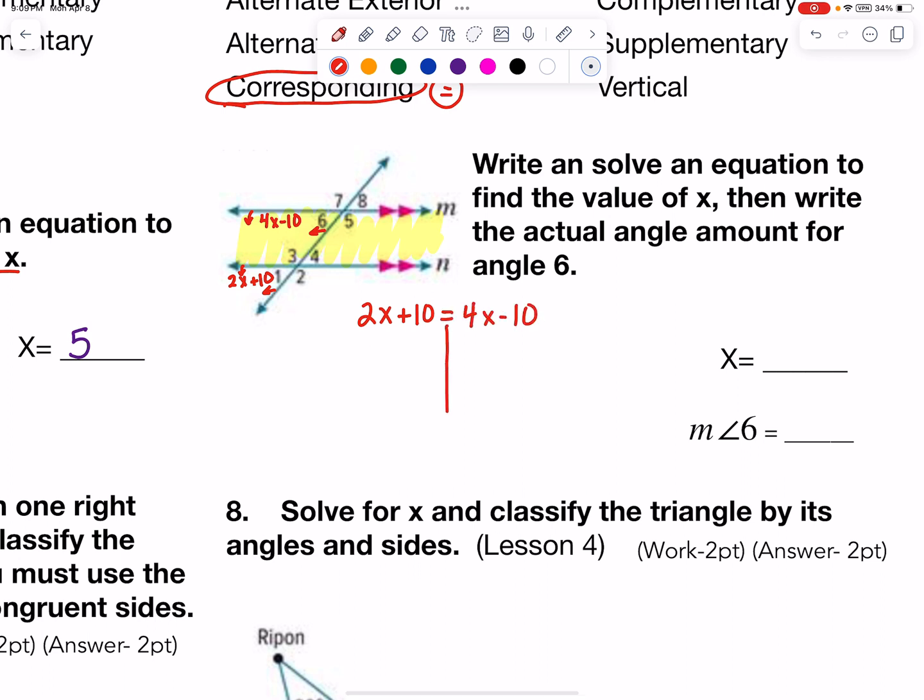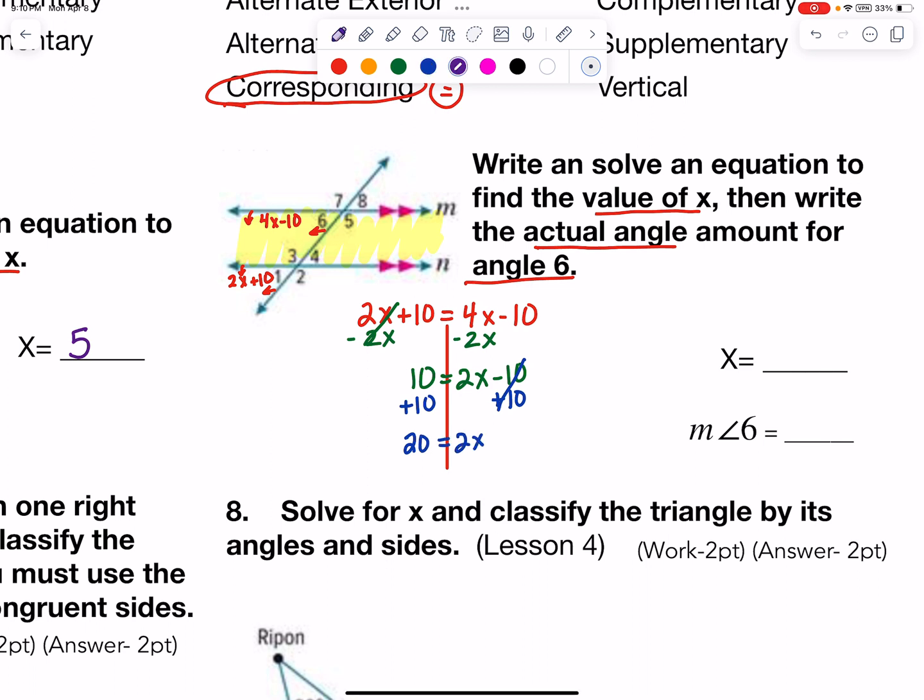Okay, so let's separate our workspace. Now notice this one, we need to find the value of x, but then we have to write the actual angle for angle 6. So we are going to have to plug in our x. Okay, let's go ahead and start moving some things around. So I'm going to subtract 2x from both sides to move that over. So we end up with 10 equals 2x minus 10. Now we can go ahead and move our 10 over by adding 10 to both sides. And we end up with 20 equals 2x, and this is feeling good. Divide both sides by 2, and we end up with x equals 10.